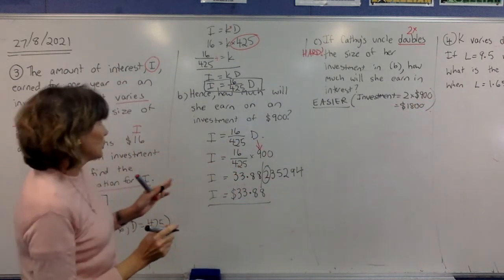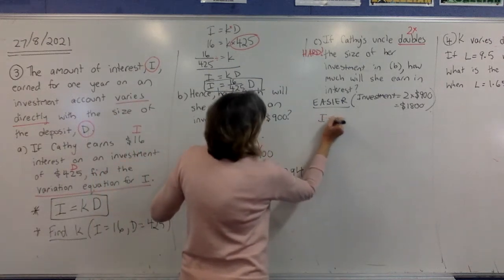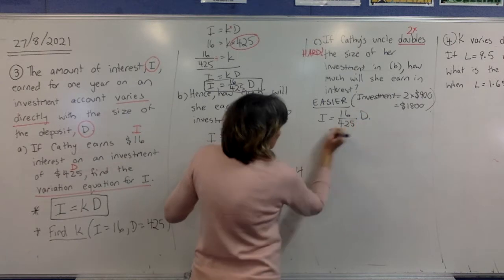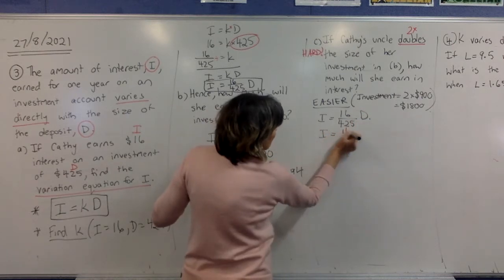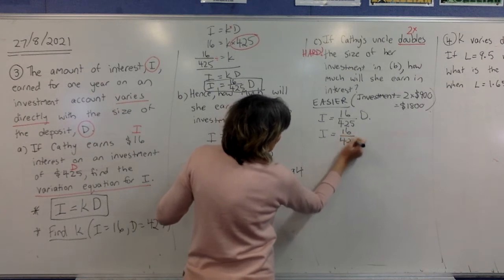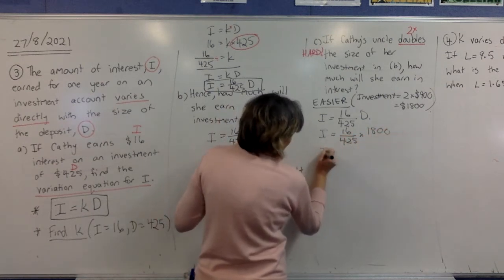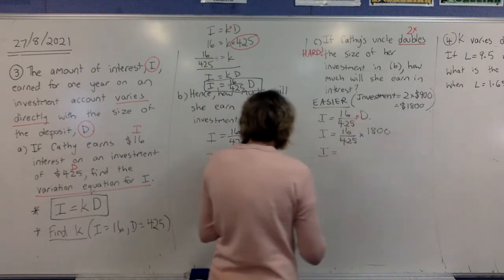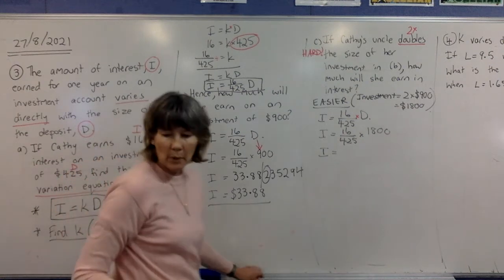Okay, so we're going to just go back to our formula that we use all the time now. Copy it down. And then we're going to just sub in what our deposit or our investment is, times 1,800. And we're going to go to our calculator with that and see what we end up with.